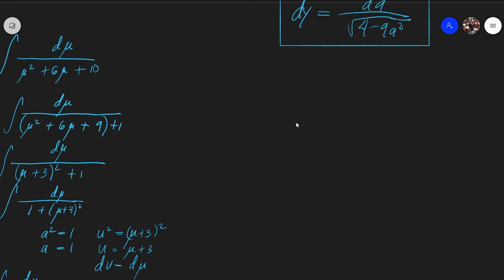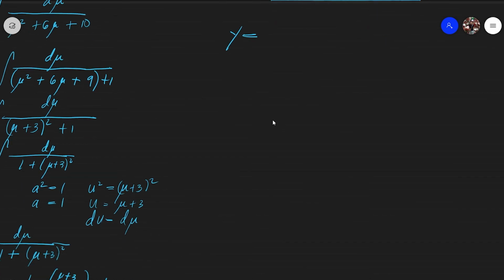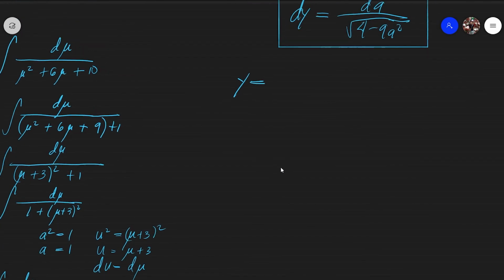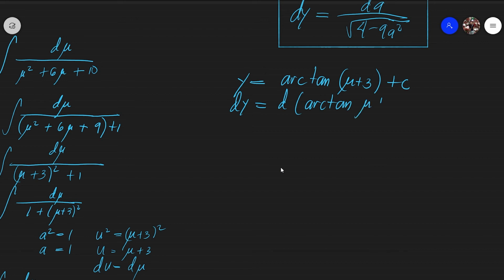Equate lang muna natin yan sa y. Your y will be equal to our answer, and that is arctangent mu plus 3 plus c. And so if you differentiate both sides of the function, you will get dy equal to the differential of the arctan mu plus 3. Hindi ko na susulat yung plus c.